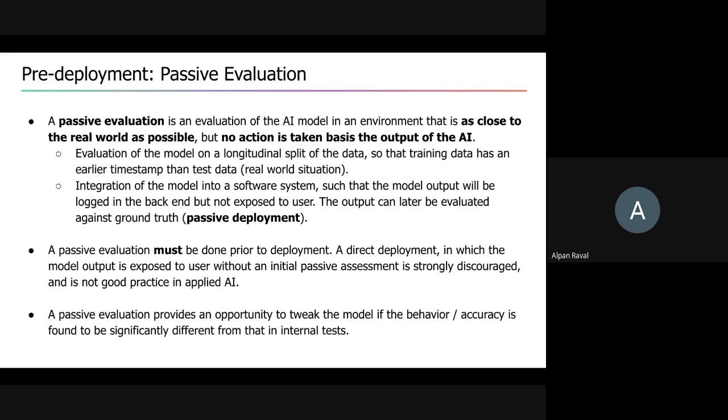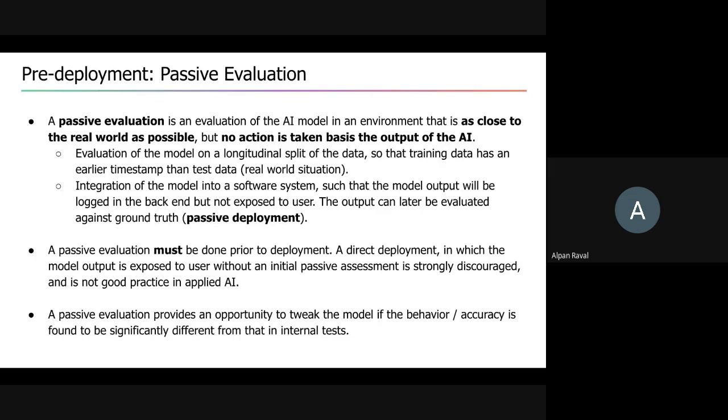But I think one of the processes that we should include in our best practices is to always have a passive evaluation or a passive deployment prior to a real world deployment. So I would actually strongly discourage a direct deployment in which the model output is just exposed to the user directly after some internal tests have been done. It should be a gradual process. It's not a good practice in applied AI work. The reason for this is the passive evaluation provides yet another opportunity to tweak the model if the behavior is at odds with what you found in internal tests.